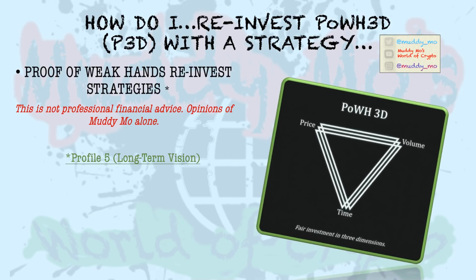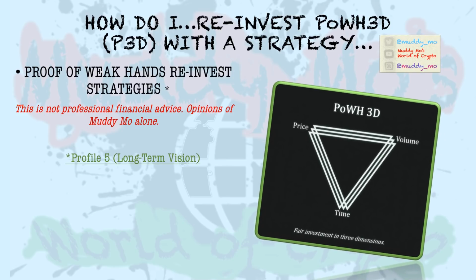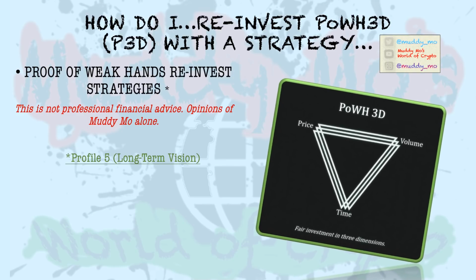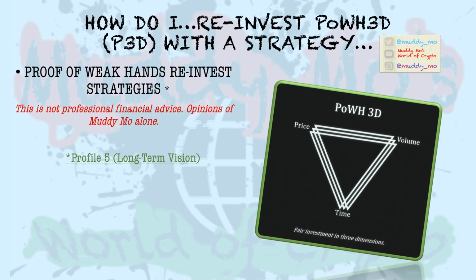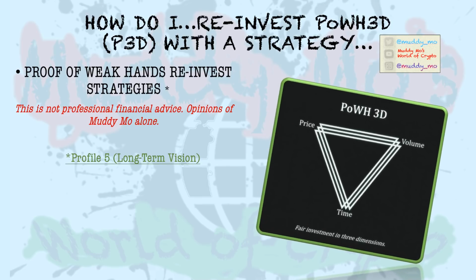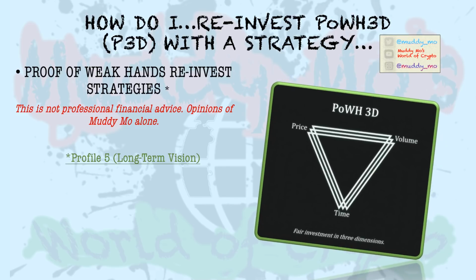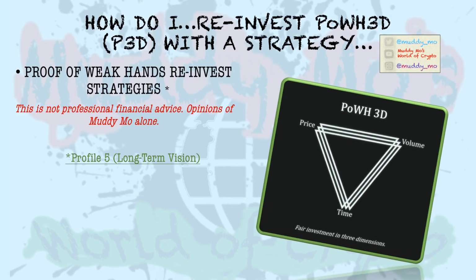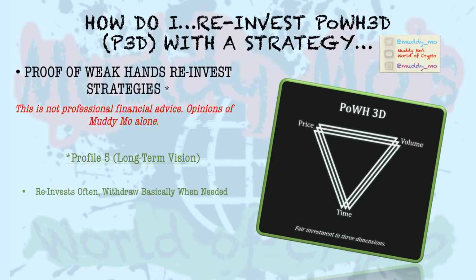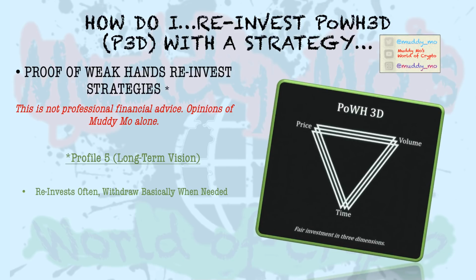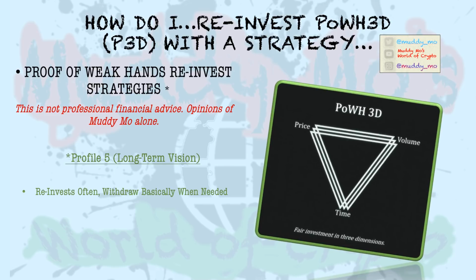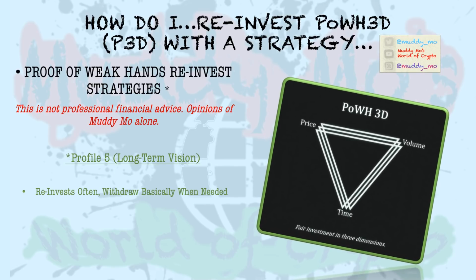We already talked about this in the last video, Stay Crypto Woke, Muddy Mo, P3D Explained. Go check that out. We already talked about this being something that can't be stopped by humans. It's a blockchain, it's code. So the profile 5 type, the long-term vision people, reinvest often, and they withdraw basically when needed. Let's explain that. Reinvesting often means you're getting more and more coins. Now, there are some goods and some bads to that.